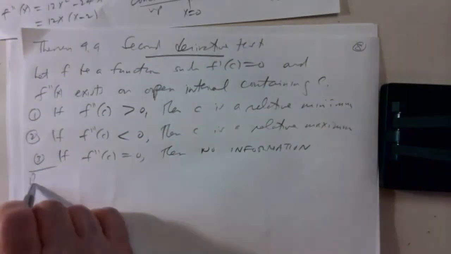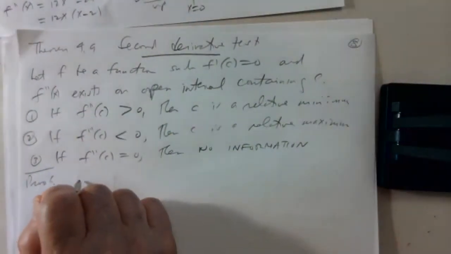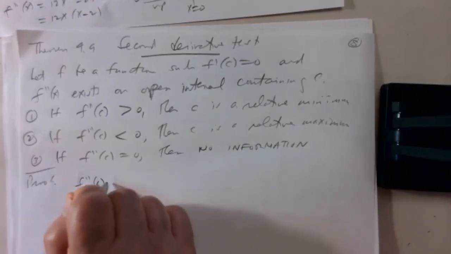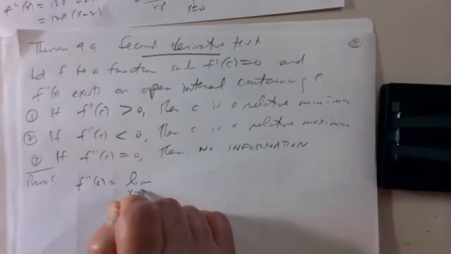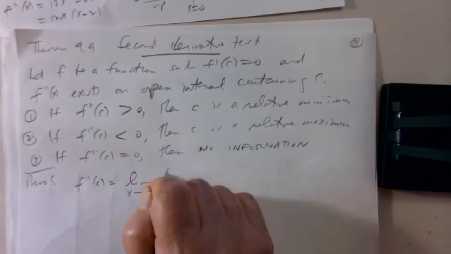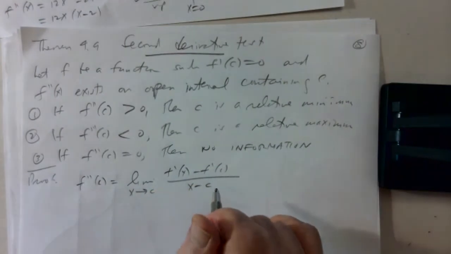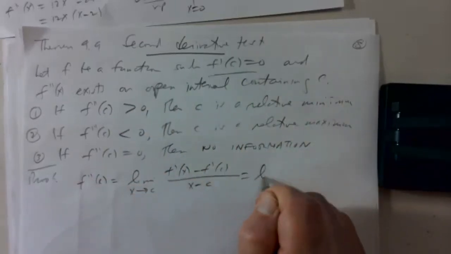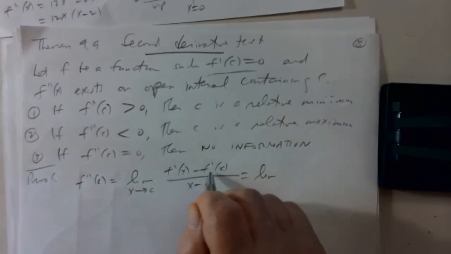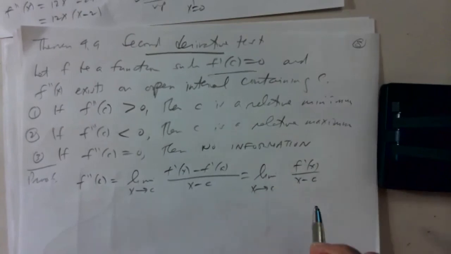So let me just prove part of this. Remember that the second derivative at c is the derivative of the first derivative. So this is the limit as x goes to c of f prime of x minus f prime of c over x minus c. But we're told that f prime of c is 0. So this term here is 0. This is just the limit of f prime of x over x minus c as x approaches c.